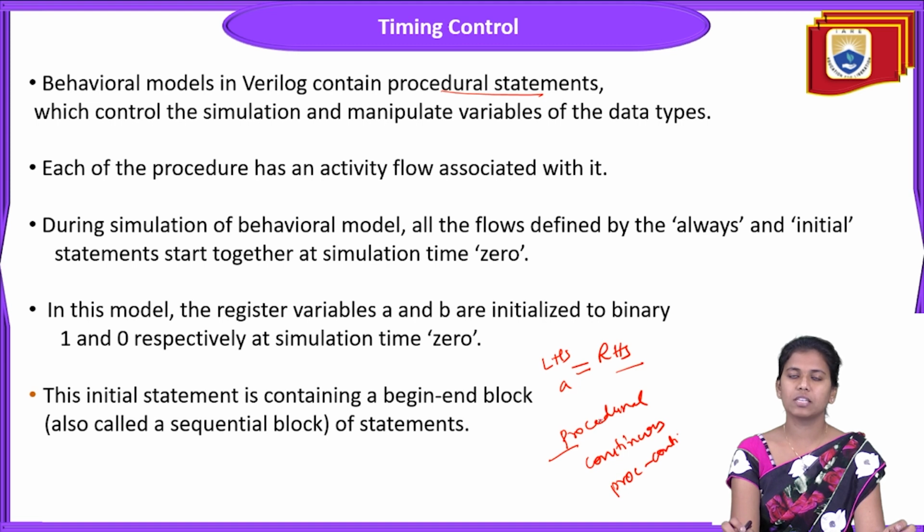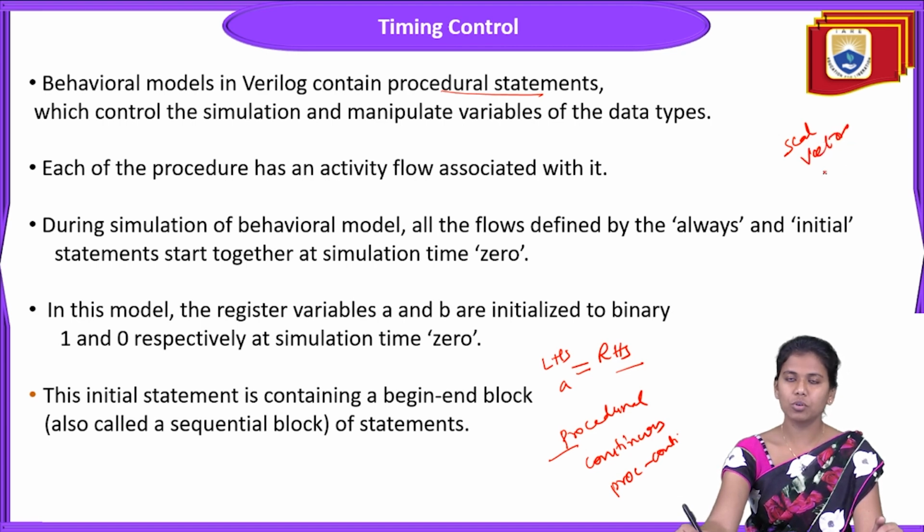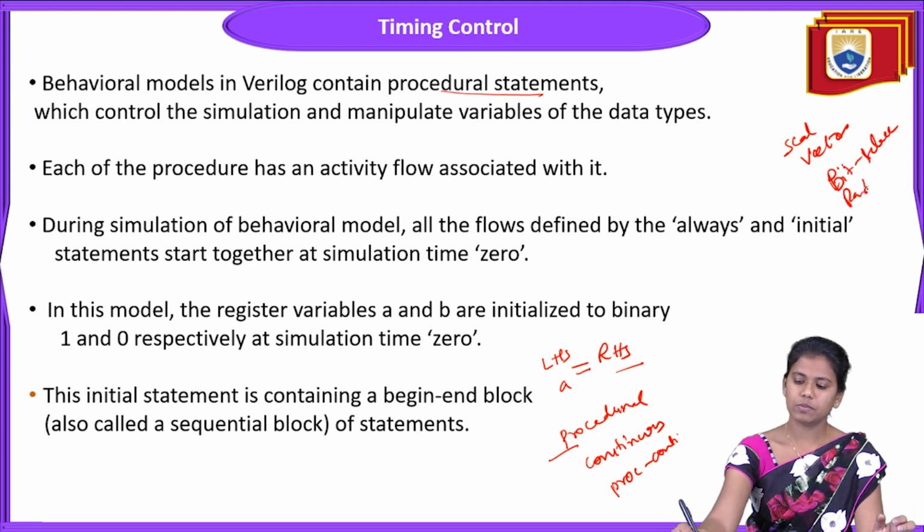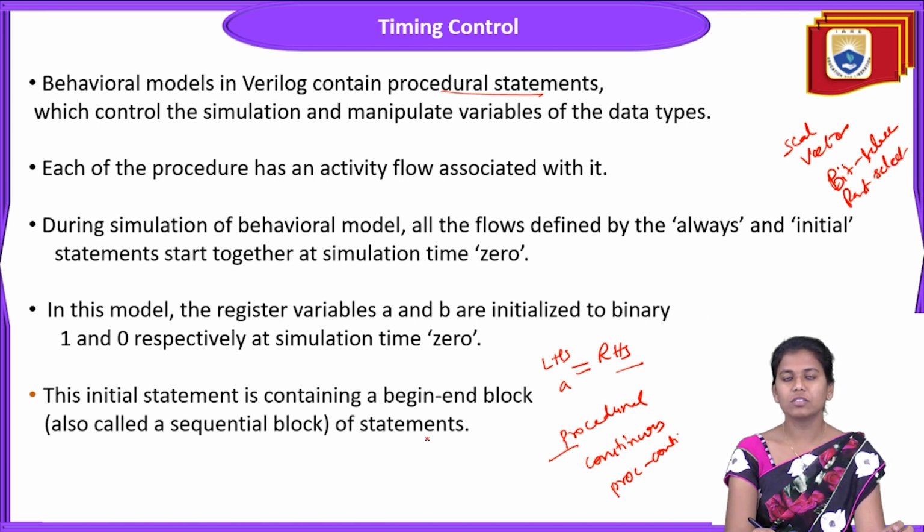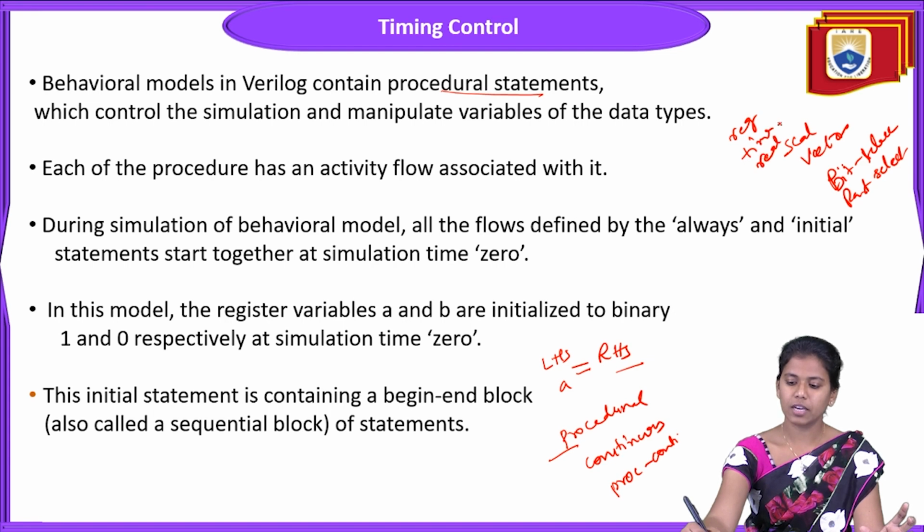Here in the procedural assignment, the variables could be scalar or vector. Also, on the left-hand side we will see a bit select and a part select. The constraints regarding the left-hand side of the expressions could be in terms of registers, time, real time and delays. All these constraints we will see on the left-hand side of the expression.